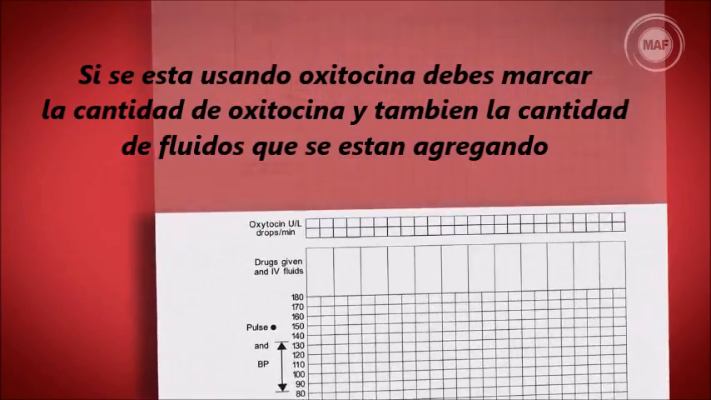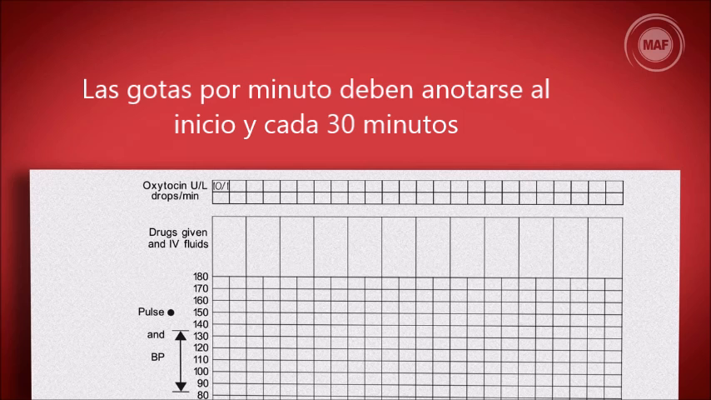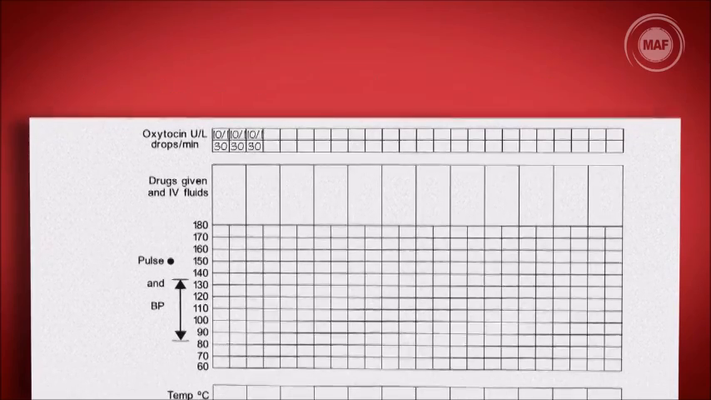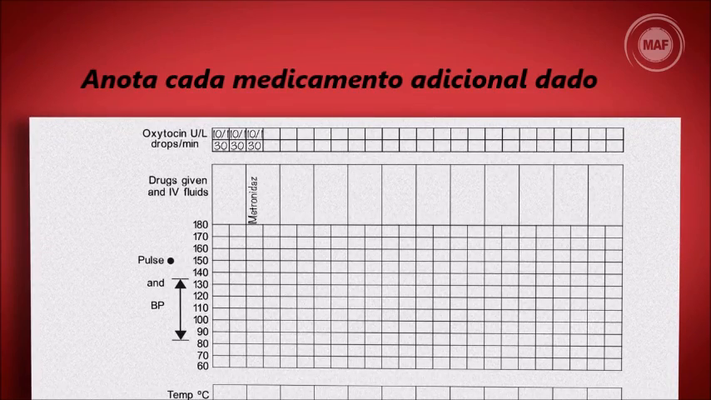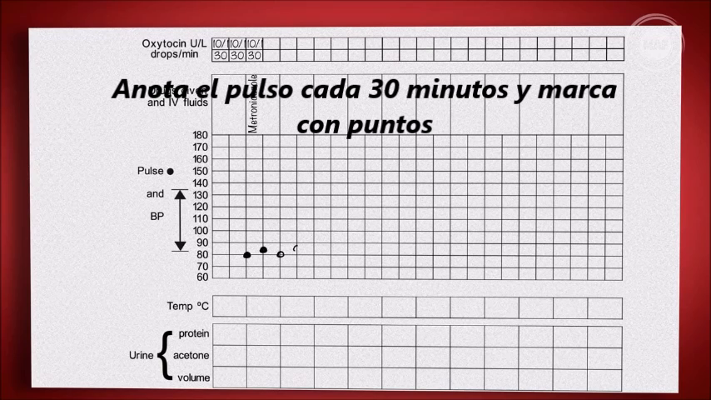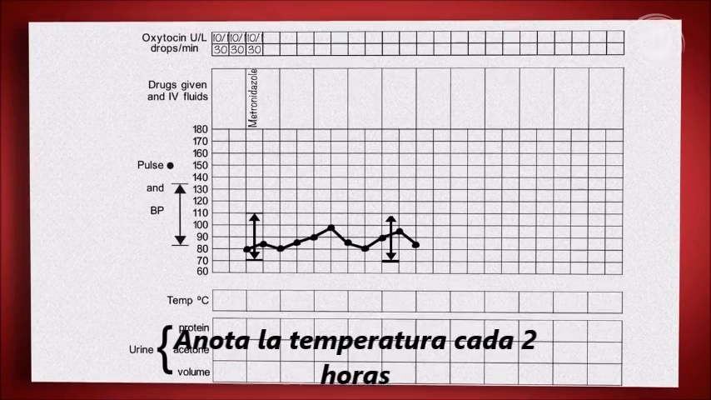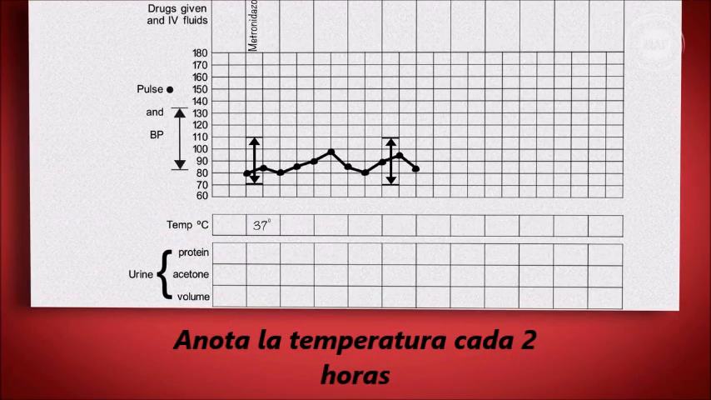If oxytocin is being used, record the amount of oxytocin and the volume of IV fluids it has been added to. The drops per minute should be recorded at the start and after every 30 minutes. Record any additional drugs given. Record the pulse every 30 minutes and mark with a dot. Record blood pressure every 4 hours and mark with arrows. Record the temperature every 2 hours.